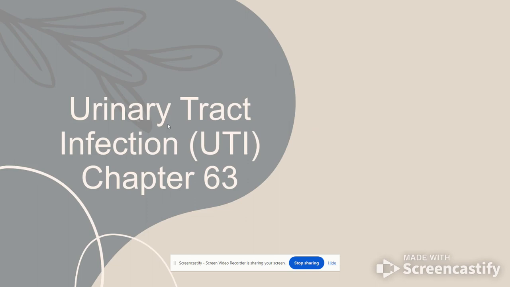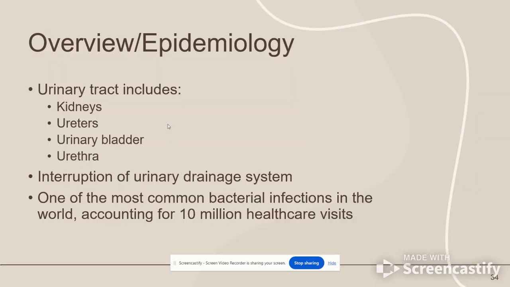All right, so next up are urinary tract infections. So urinary tract includes the kidneys, the ureters, the urinary bladder, and the urethra. It's one of the most common bacterial infections in the world, accounting for almost 10 million healthcare visits. It's common in young women and older women. It's very unusual in men under the age of 50.